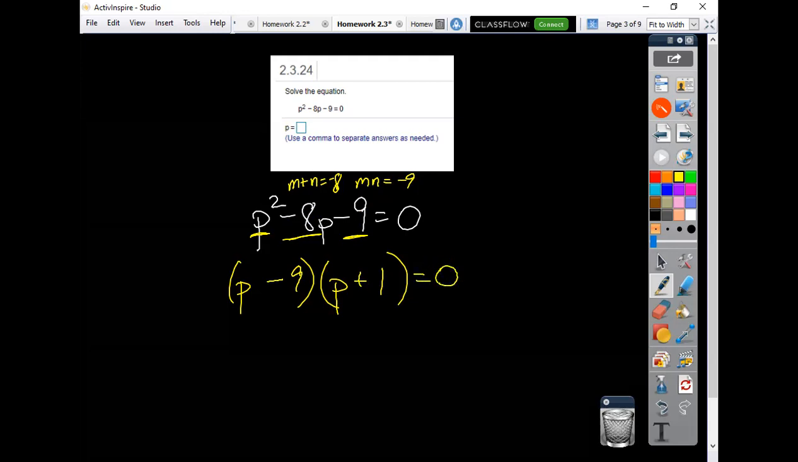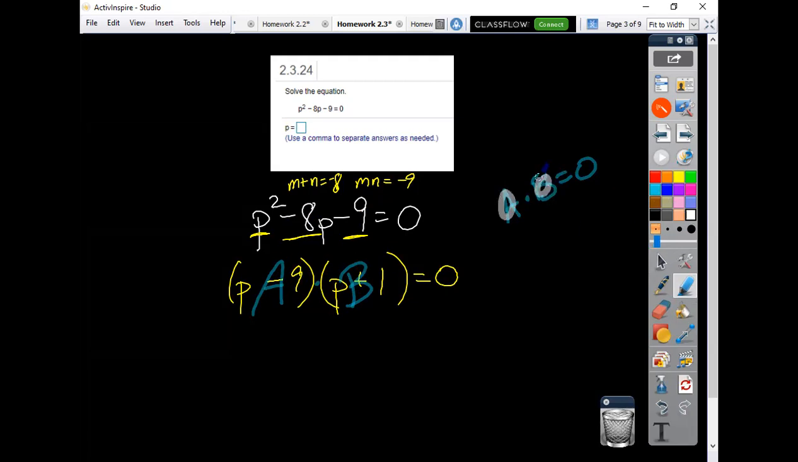And then the next thing is, we have two things sitting here. If I labeled this just as an A times this as a B and it says it equals 0, well, A times B equals 0. The only way for that to happen is if one of those two things is 0. So either A is 0 or B is 0.